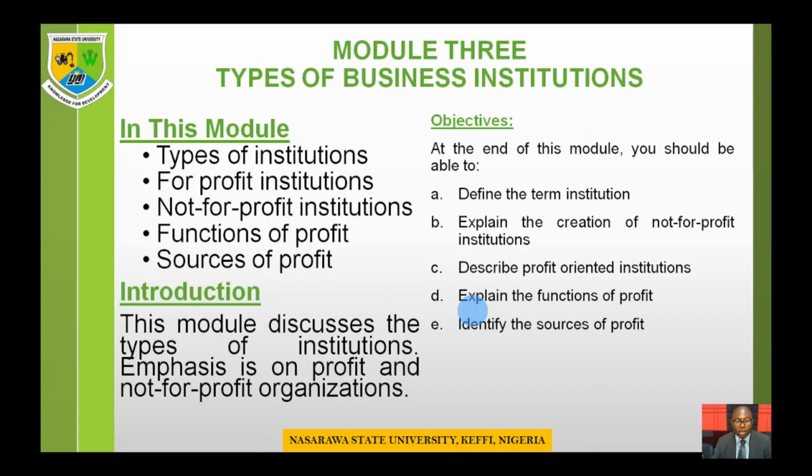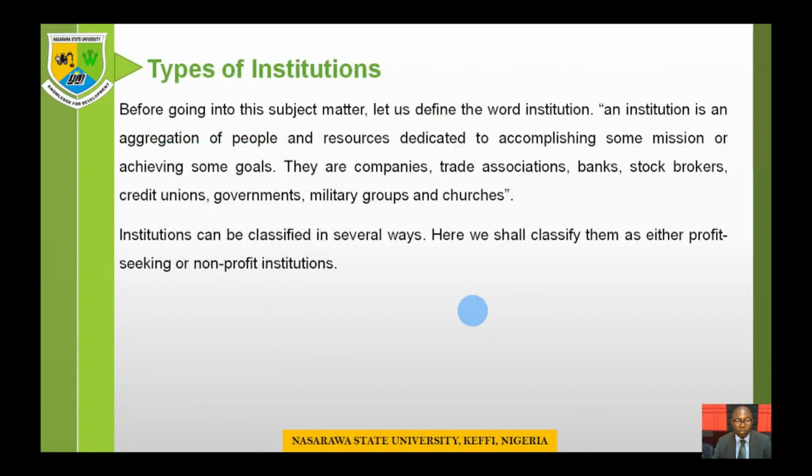Emphasis is on profit and not-for-profit organizations. So we shall start right away looking at types of institutions. Before going into this subject matter, let us define the word institution. An institution is an aggregation of people and resources dedicated to accomplishing some mission or achieving some goals.